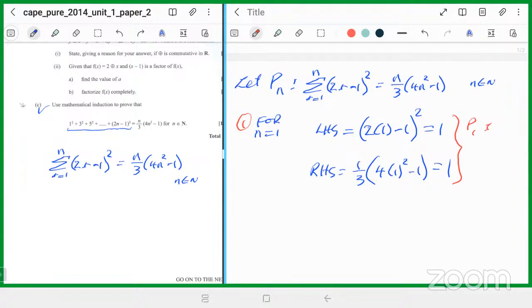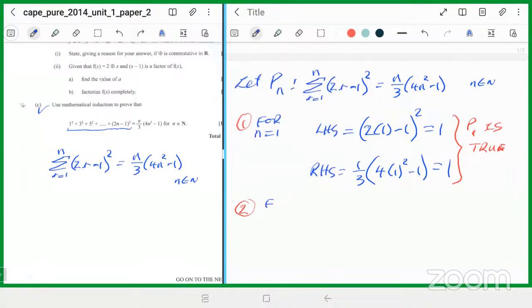P1 is true. That is required in the induction proof. You have to prove that it is true for the first value of n. Sometimes the n will start at 2. There are occasions where n is greater than or equal to 2. In that case, it will start at 2. Then you're going to go now for n equals k, the second step. The second step is just a writing down step.